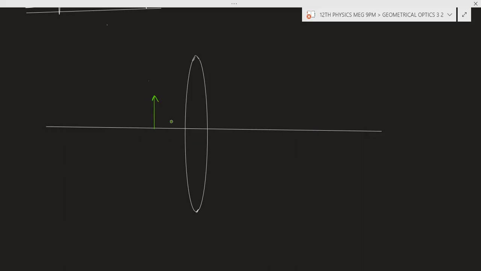This is the object, so I am taking the height of the object as ho. Ho is the height of the object.